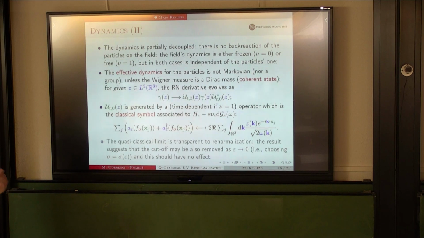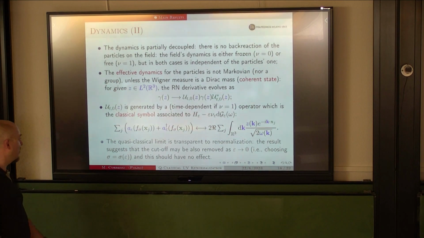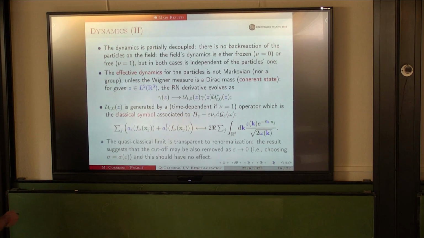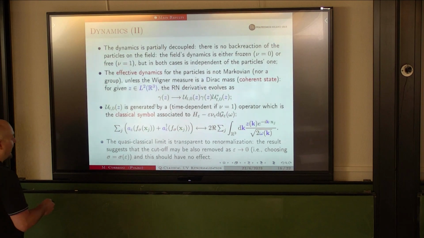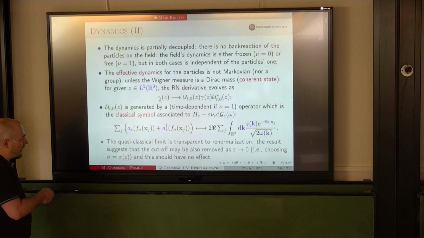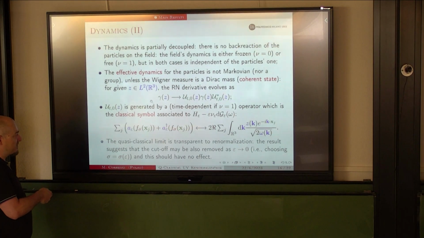This is a second comment I've already made, namely, the dynamics for the full system in this quasi-classical limit is not that common, I would say. The reason you may think of is this: you may trace out the degrees of freedom for the field if you like. That's something you can do, and you will figure out that for the density matrix for the particle, we have a dynamics of this form.